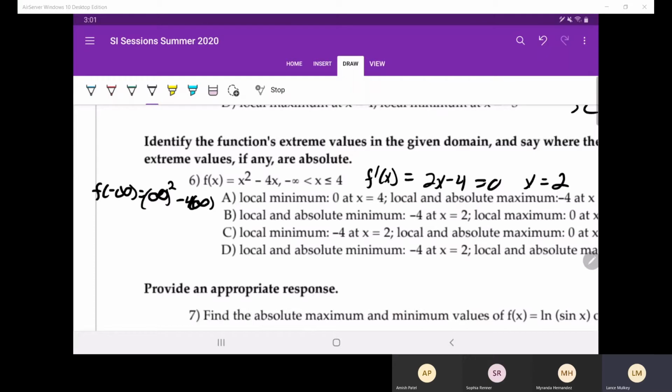I'll put that in Desmos just to be sure. I'm wrong. That's positive infinity. First off, we don't even need to check that, because you have an x squared with a positive in front of it, so it's going to be a regular parabola, like so. It's going to look something like that. So f of negative infinity equals infinity.